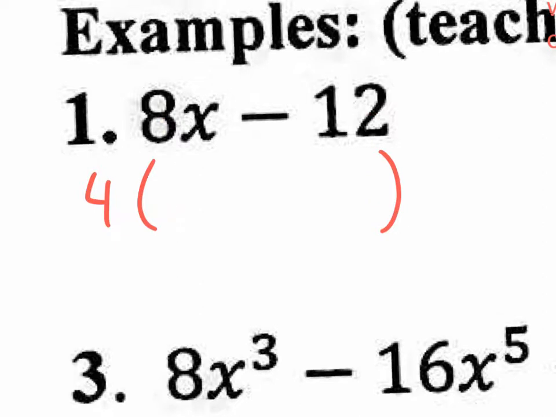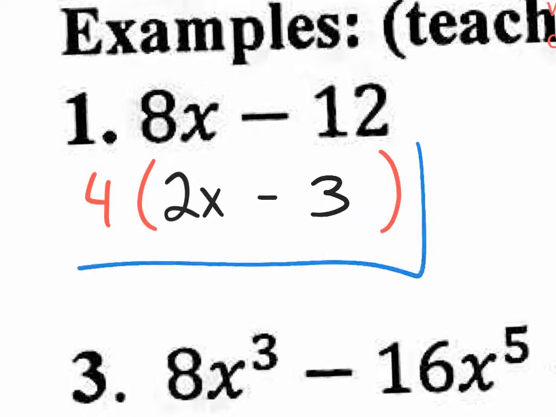So if I do pull out a 4 from this first term, what would be left? In other words, 4 times what gets me back to the 8x? 2x, right? So if I pull out a 4, I will have a 2x left over on the inside. Okay, if I pull out a 4 from the 12, what will I have right here? Minus what? Minus 3. In other words, 4 times what gets us back to the minus 12? Like you guys just said, a minus 3. And that is factoring. That's it.